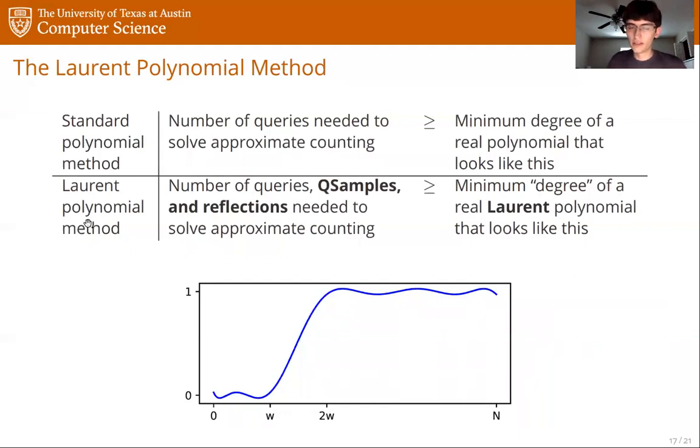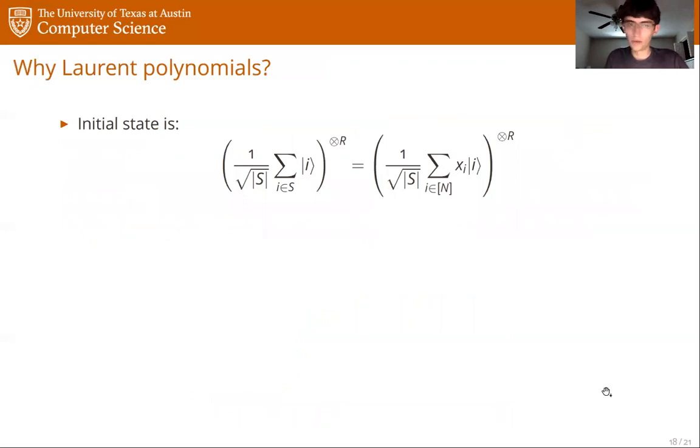The Laurent polynomial method is a generalization of this that we introduce that shows that the number of queries, QSamples, and reflections you need to solve approximate counting is basically just the minimum degree of a Laurent polynomial that looks like this. And I put this degree in air quotes because, strictly speaking, there's two parts to the degree of a Laurent polynomial that are relevant for our lower bound. There's the positive degree and there's the negative degree. And both are important for lower bounding the three different resources we consider. So why do Laurent polynomials show up? Well, I'm going to work through this for the case of just QSamples, and the proof for reflections is very similar.